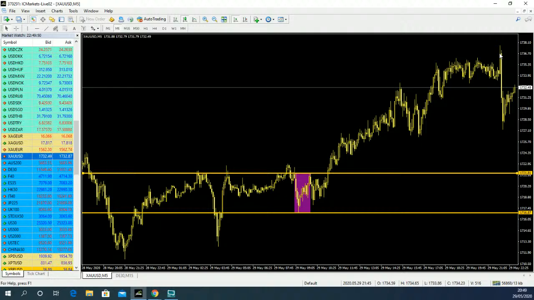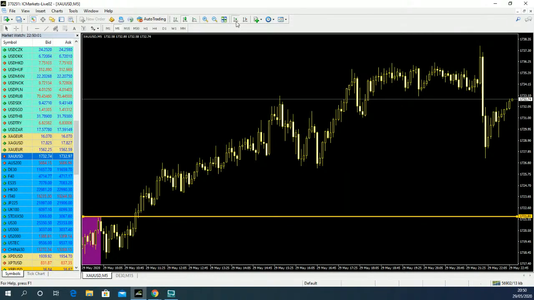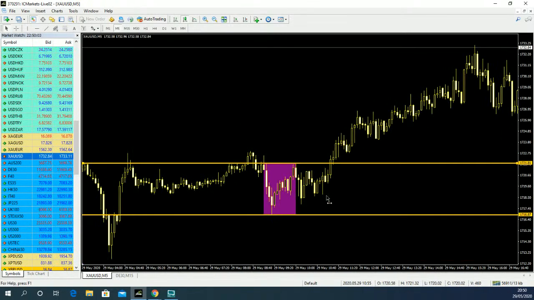How did you get that box? Well, the box is drawn automatically for us. So let me zoom into the box. If I zoom into the box, you can see that's the box there.